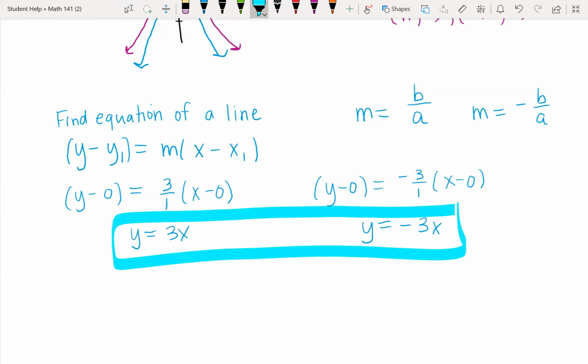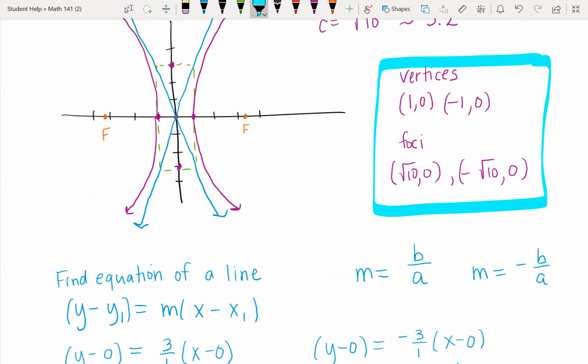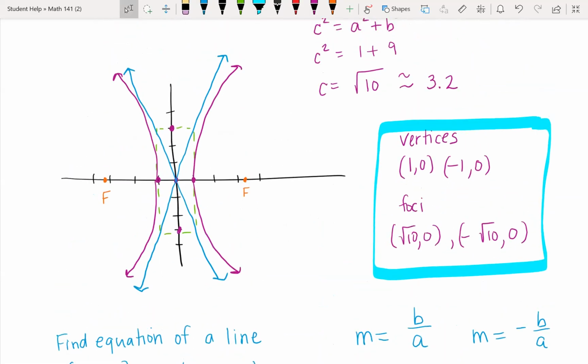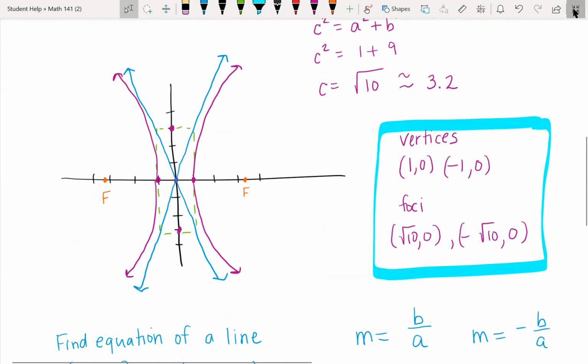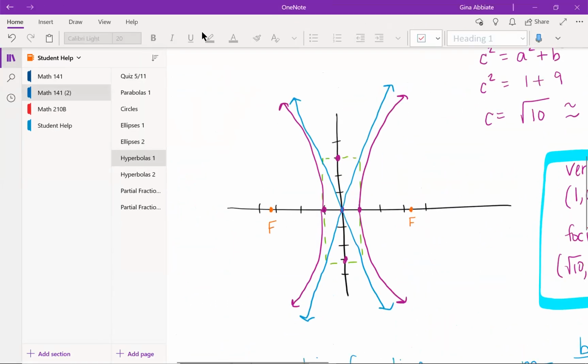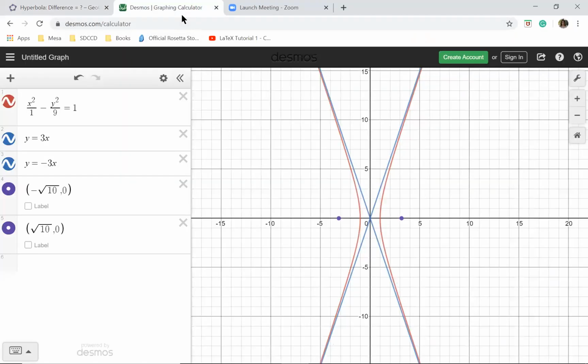These are the asymptotes. These are the foci and the vertices. And looking at this graph, I can see that it looks like those two equations, 3x and negative 3x, make sense. I'm going to go to Desmos for just a second, because most of you will probably look at the graphs in Desmos. And if you do, what'll happen is it's just going to look like this.